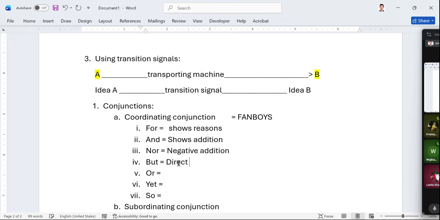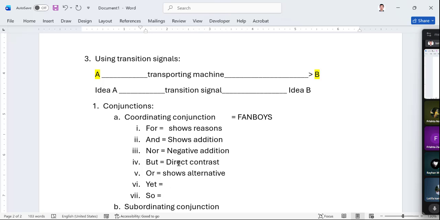"But" shows direct contrast. When two ideas are in direct contrast, or they oppose directly, we may use the word "but". "Or" shows alternative or option. "Yet" shows unexpected result, or it is also called indirect contrast. And "so" shows result, expected result. So these are the FANBOYS that we may have in our text.